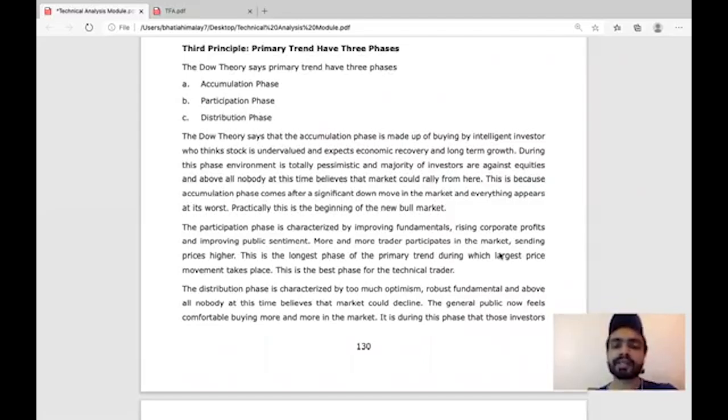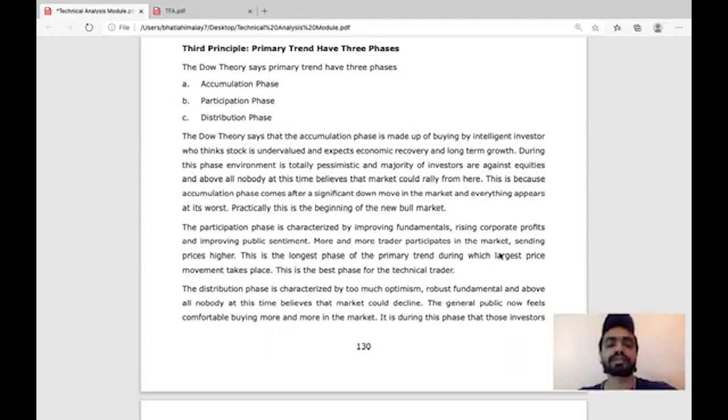Now, what happens during the accumulation phase is that the prices of the stocks are very cheap. And I'm not talking about one particular stock. It is the market in its entirety that is at its low. Now, what happens if the prices are cheap? What is the human tendency? The humans tend to buy the stock, right? But in this case, it is something else. Despite the prices being cheap, the people do not buy the stock in this phase.